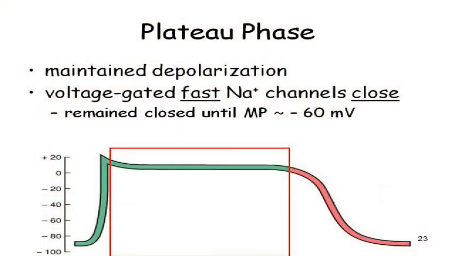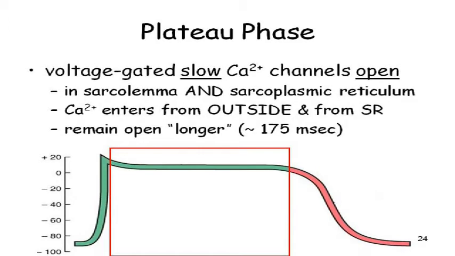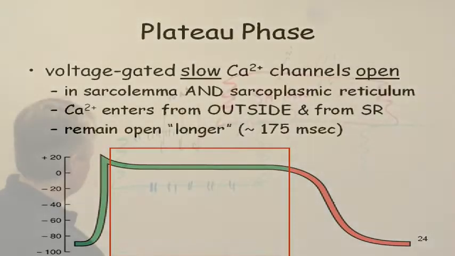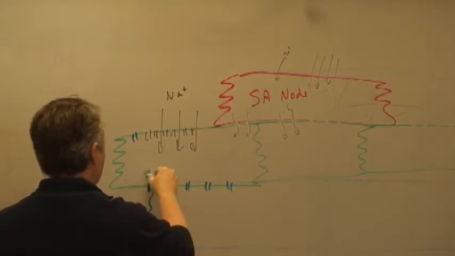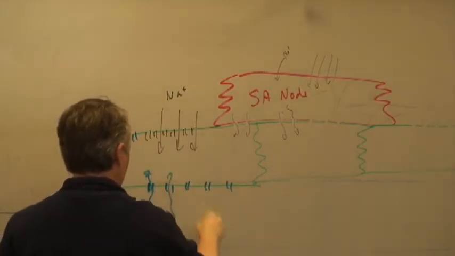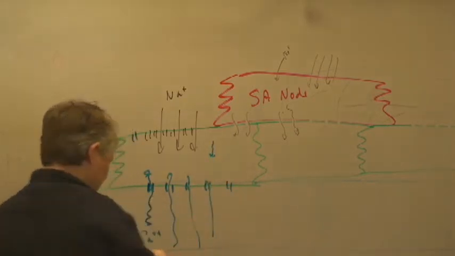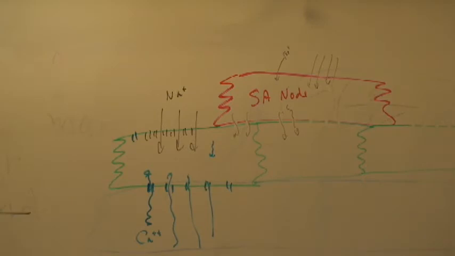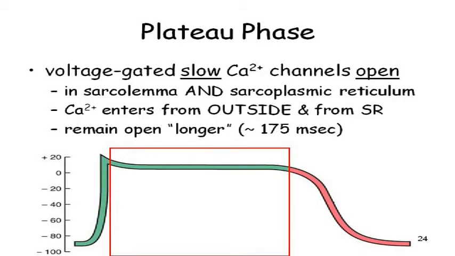All right, so once this goes up, the sodium channels close. Once this depolarizes to about plus 30, plus 20, something like that, these close. But at this point, calcium channels open. You have most of them in the sarcolemma, a little bit in the sarcoplasmic reticulum, but not so much, because that's not where the calcium is. There are no terminal cisternae. Now we call these voltage-gated slow calcium channels because they remain open quite a bit of time, relatively speaking, for a cell, and that's why you get this plateau phase.